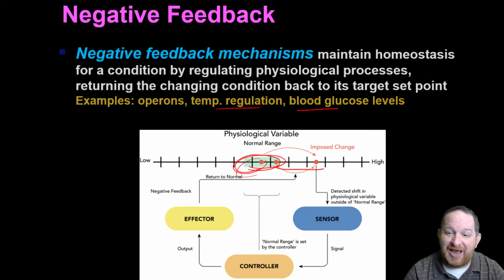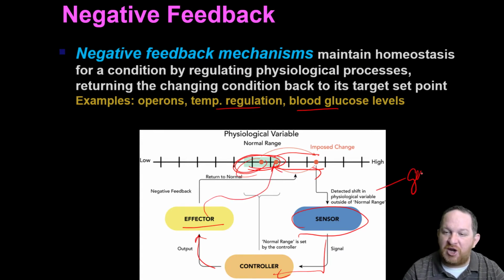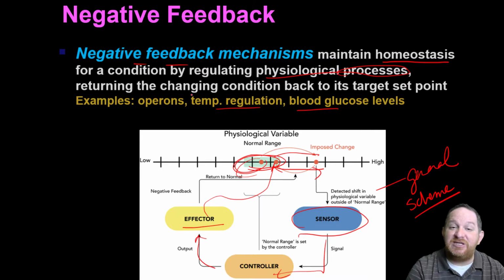Well, if there is a change, meaning the temperature goes too high, something has to sense that, send a signal to something that can control it, and then we need to get an output or an effector to return us back to our normal range. So this is maybe sort of a general scheme, if you will, of how a negative feedback mechanism works. Remember, the idea in living things is that negative feedback mechanisms maintain homeostasis by regulating the processes in the body to get the condition that's changed back to its target point.